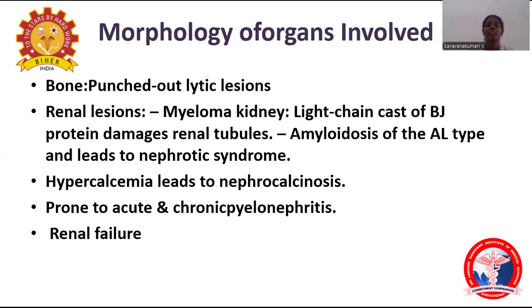Myeloma kidney is nothing but light chain casts of Bence Jones proteins deposited in the renal tubules and damaging the renal tubules. Some of the patients can have amyloid deposits, that too amyloid light chain type, and this is the patient with the amyloid deposits that leads to nephrotic syndrome. And due to the hypercalcemia, this patient can be prone to nephrocalcinosis, and these patients can present with acute and chronic pyelonephritis and finally end up with renal failure.